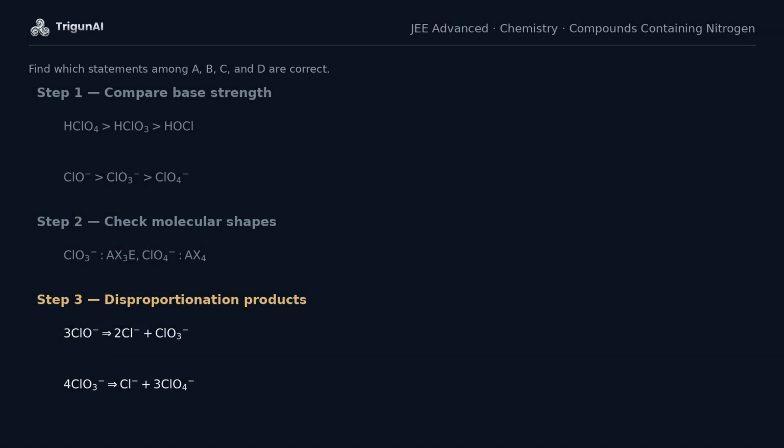Hypochlorite gives chloride and chlorate, while chlorate gives chloride and perchlorate. Since the two product sets are not identical, statement C is incorrect.